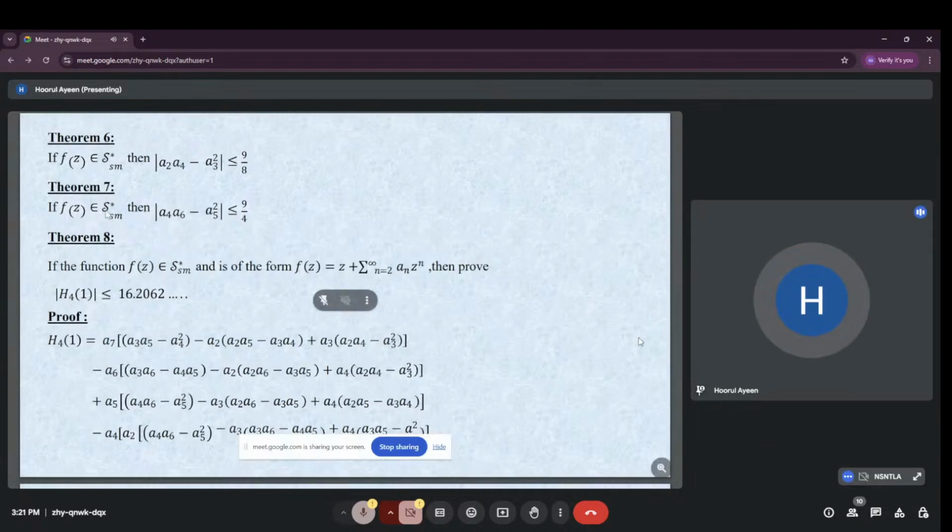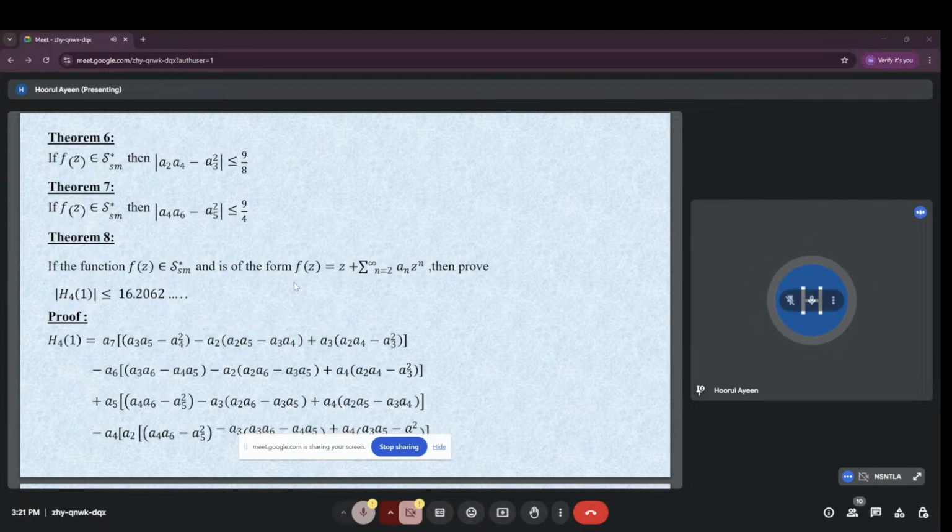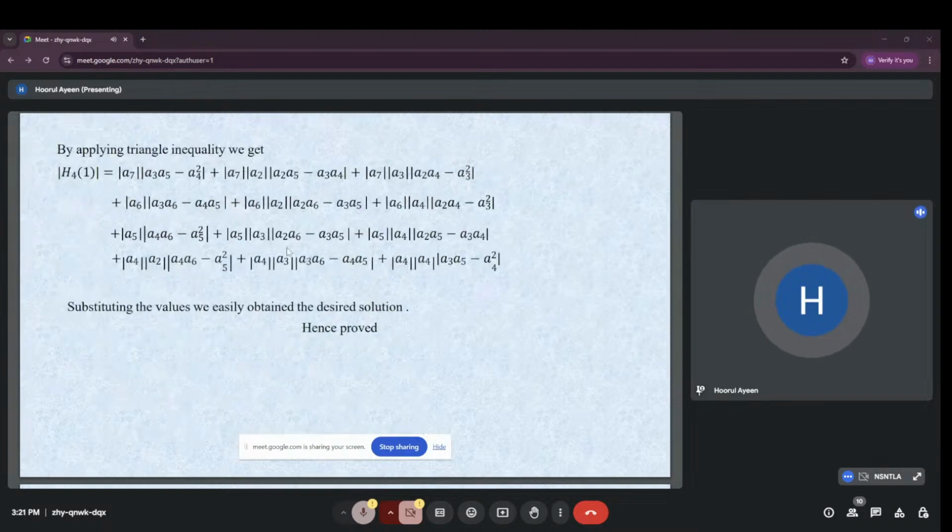So let us move on to the last theorem. If the function f(z) belongs to the class of starlike functions with respect to symmetric points and is of the form f(z), then we have to prove that H4(1), that is the fourth Hankel determinant for starlike functions with respect to symmetric points, is less than or equal to 16.20. In the proof, I am taking the equation for H4(1), and after applying the triangle inequality and the above theorem results, I will get the desired solution.